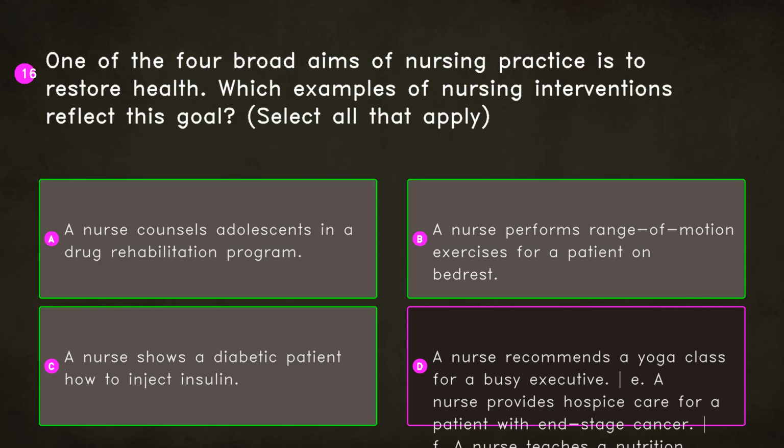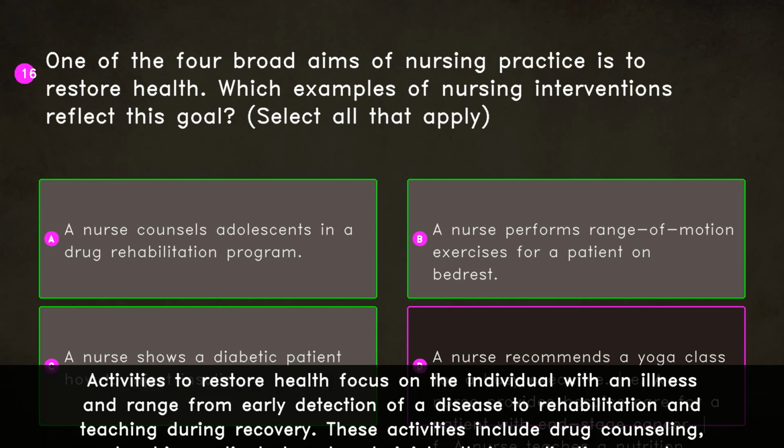The correct answer is a nurse counsels adolescents in a drug rehabilitation program, and a nurse performs range of motion exercises for a patient on bed rest, and a nurse shows a diabetic patient how to inject insulin. Activities to restore health focus on the individual with an illness and range from early detection of a disease to rehabilitation and teaching during recovery.